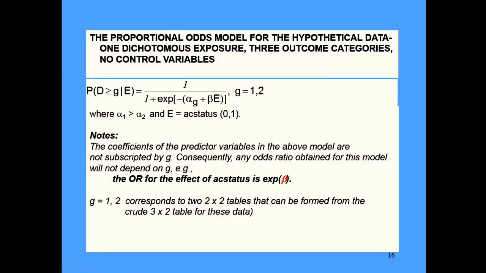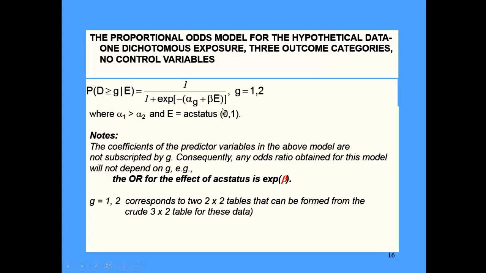But another thing to point out about this formula is the expression for the coefficient of the exposure variable. If you look at that expression, what you saw in the polytomous logistic regression model, you don't see here: a subscript G for the beta term. This is beta, not beta sub G. There is a G subscript for alpha, but not for the beta.